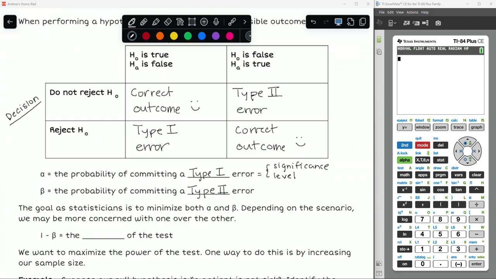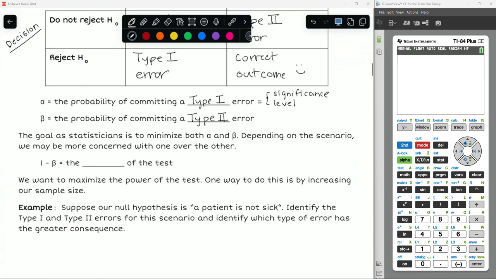So one thing we do as statisticians when we're setting up our study before we perform a hypothesis test is we consider what those type 1 and type 2 errors would look like in context of our question or our problem, and then set up our study, our sample collection, to make sure we're minimizing the one that is more detrimental.